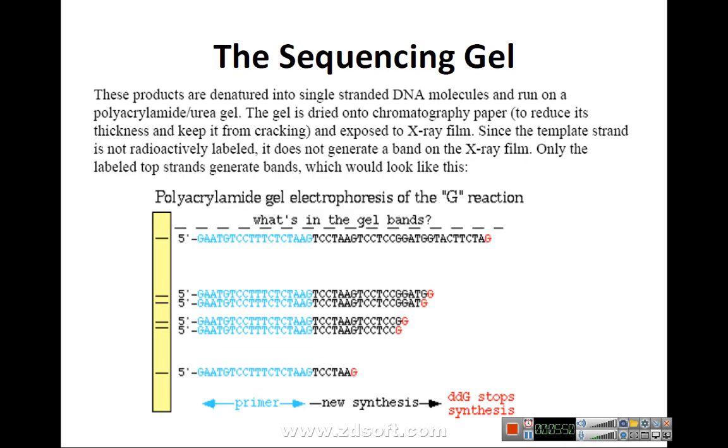The sequencing gel. These products are denatured into single-stranded DNA molecules and run on a polyacrylamide urea gel. The gel is dried onto chromatography paper to reduce its thickness and keep it from cracking, and exposed to X-ray film. Since the template strand is not radioactively labeled, it does not generate a band on the X-ray film. Only the labeled top strands generate bands, which would look like this.